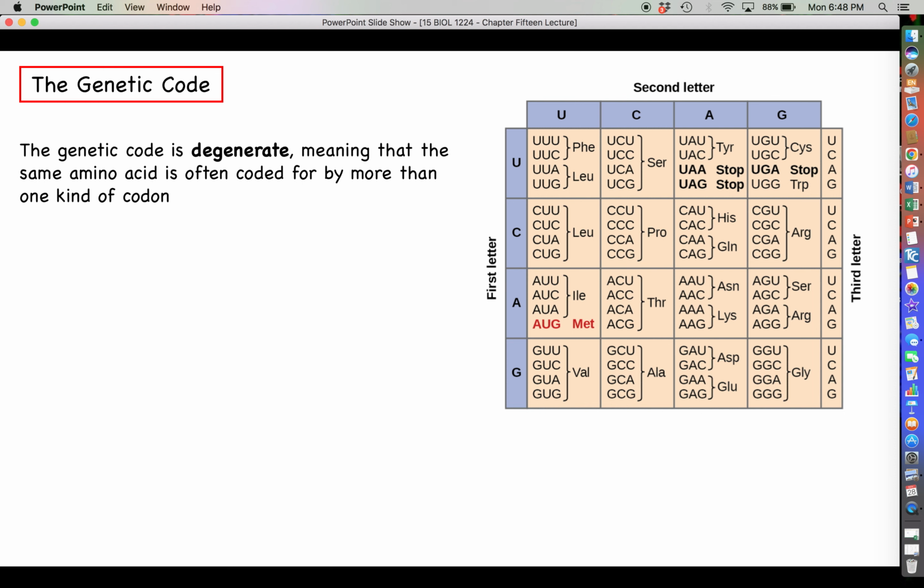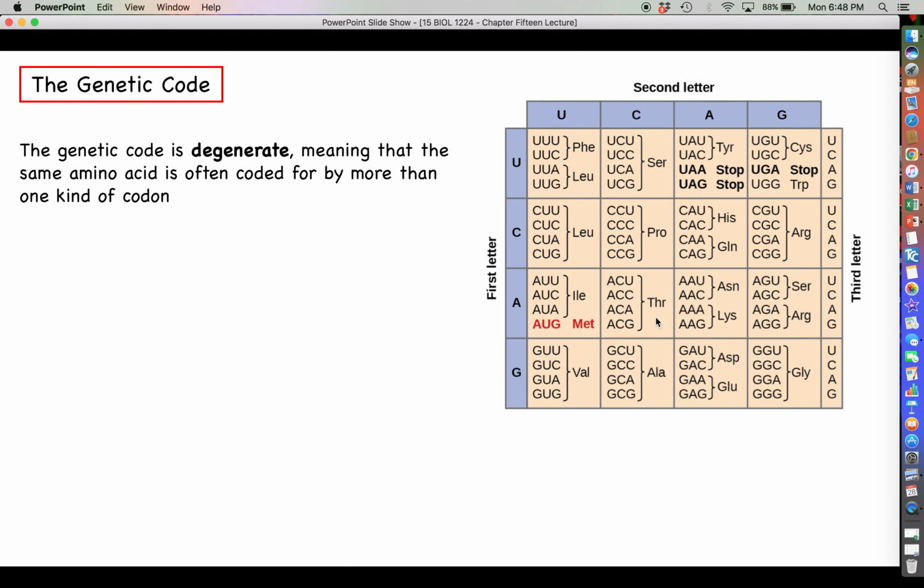Okay, do you remember how I said that the genetic code includes a lot of redundancies? Well, here's what we're talking about. Sometimes we use the term degenerate when we're talking about the genetic code, and that doesn't mean the genetic code is some sort of menace to society. No, the word degenerate here means that the same amino acid is often coded for by more than one kind of codon. So again, redundancies.